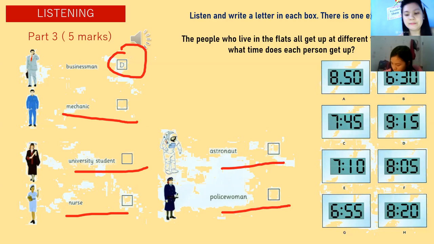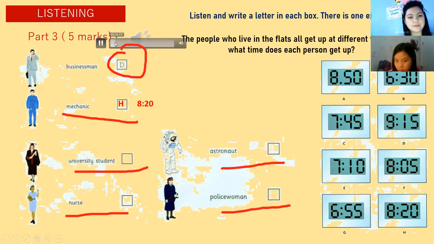Now listen to part 3 again. The policewoman who lives in the downstairs flat is running before she... You know? I'm ready. All right, let's check. What time did the mechanic get up? What job? Mechanic. The man who wears the blue shirt? Yes. My answer is 8:50. She gets up at 5 to 7 every morning. I hear her in her kitchen sometimes. Let's listen again, okay? Making coffee.